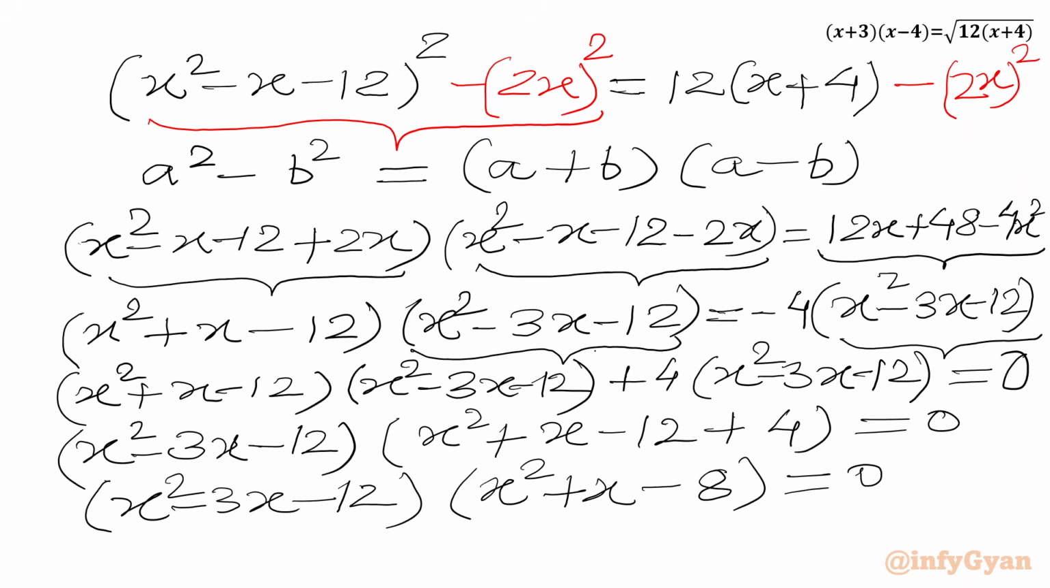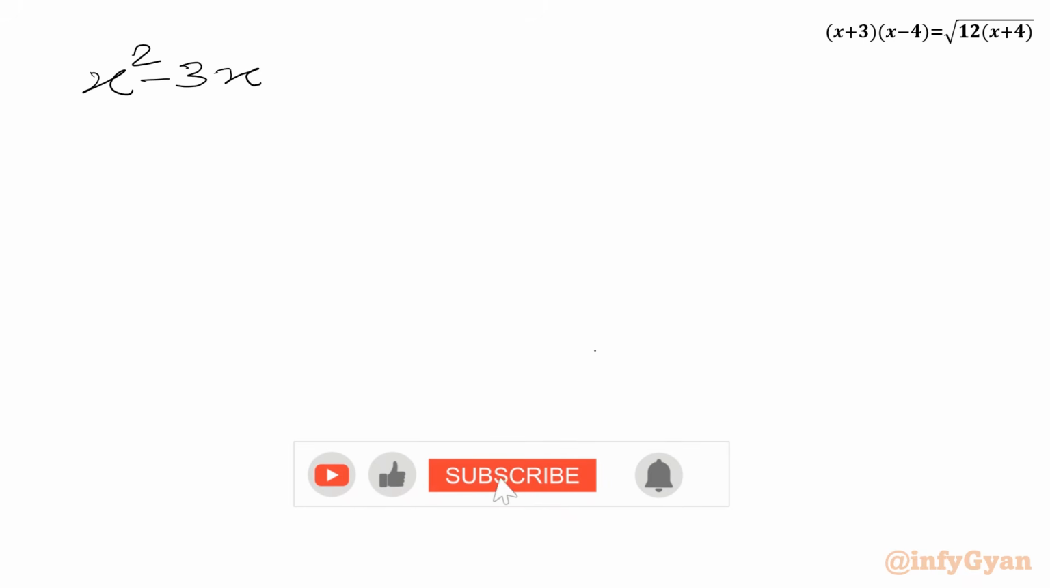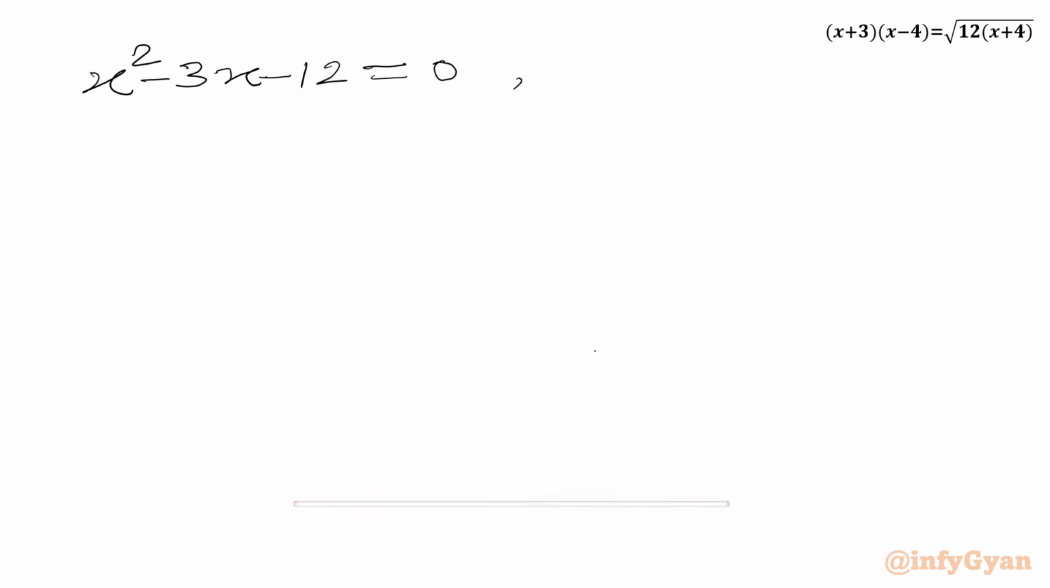We'll use the zero product rule. So we'll be writing two equations from here. I will write the first equation: x square minus 3x minus 12, this should be 0, or the second quadratic equation: x square plus x minus 8, this should be equal to 0.